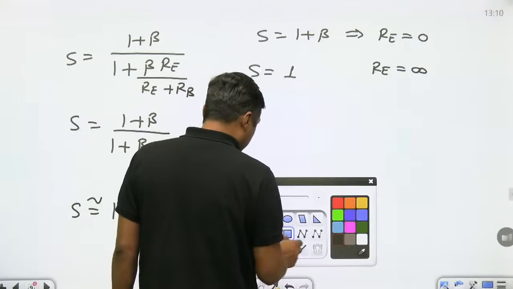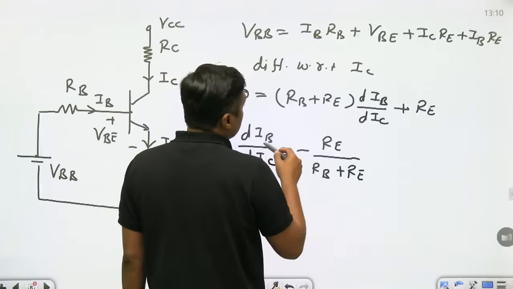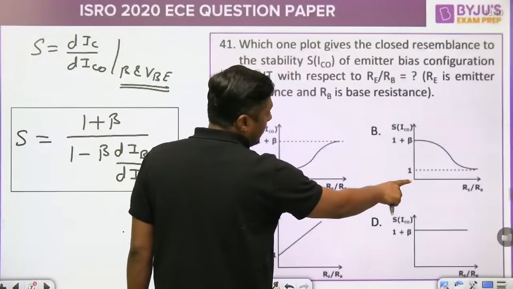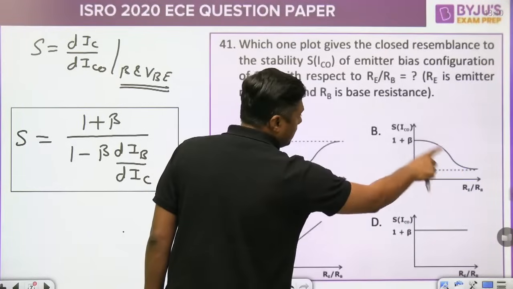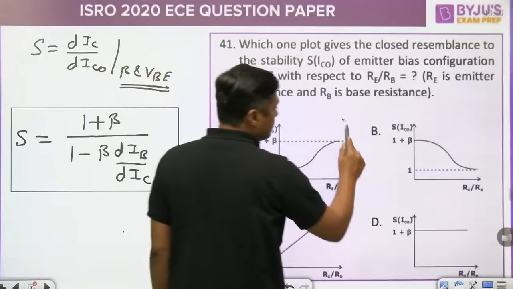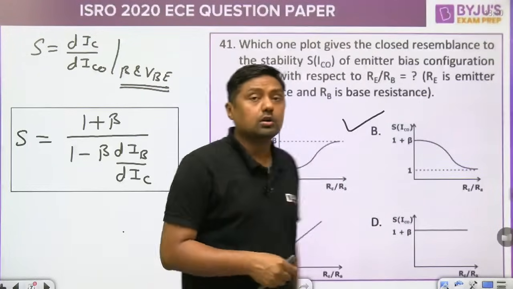Then, what is the graph here? It starts at 1 plus beta when Re by Rb is 0 and the final value is 1, and that's why B is the correct answer for this question. B is the correct answer for this question.